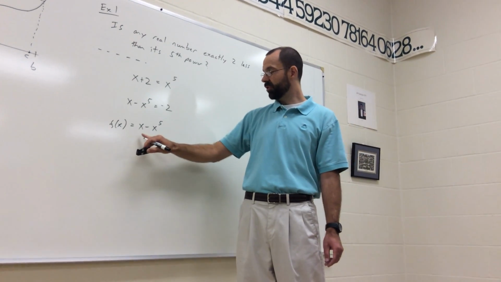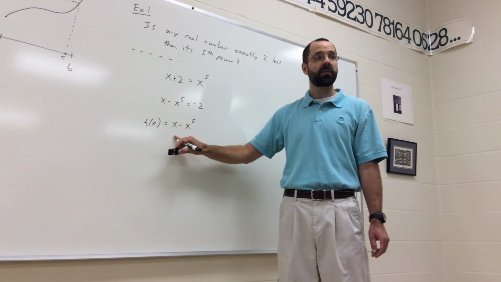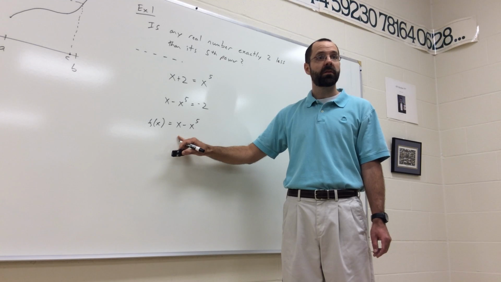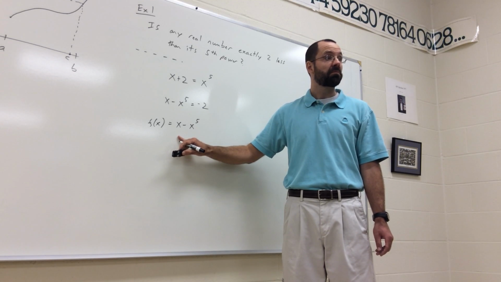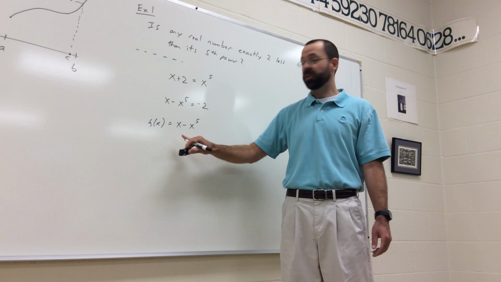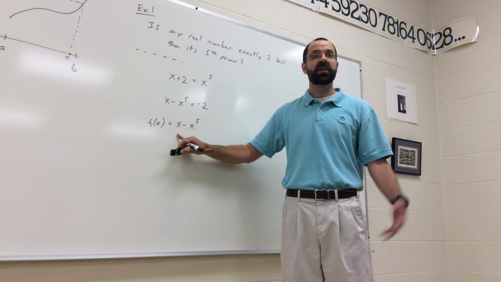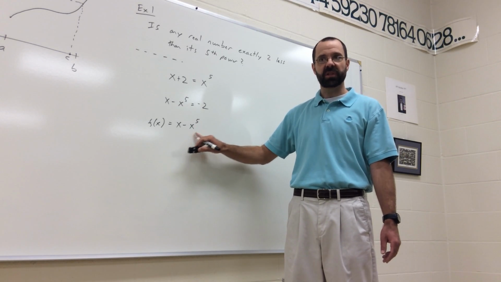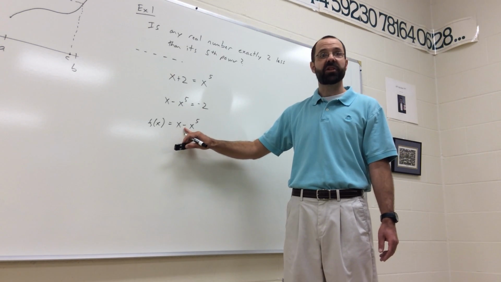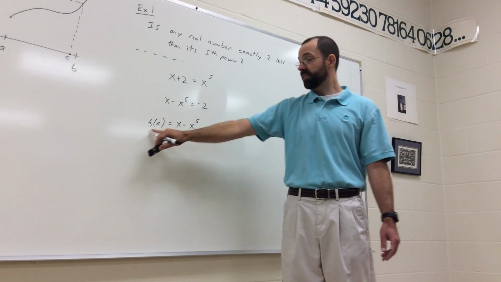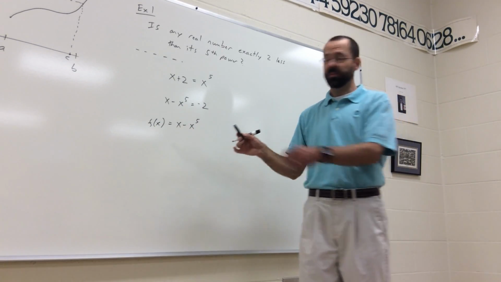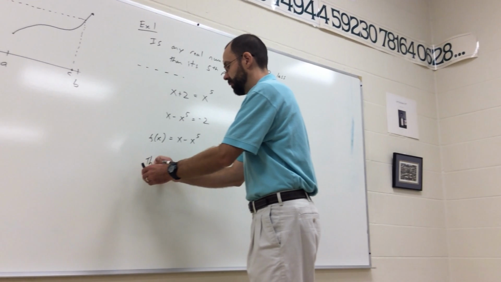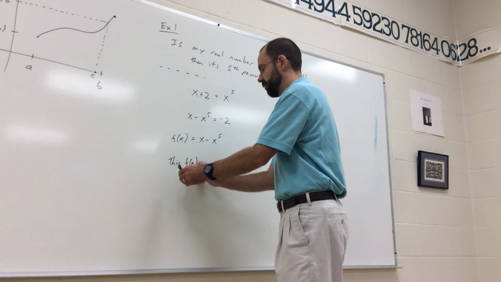Okay, is this function continuous? How do you know? You're right. How do we know it's continuous? Because it's a polynomial, right? It only's got multiplication, x times x times x times x times x, and subtraction. So this f of x is continuous because it's a polynomial.